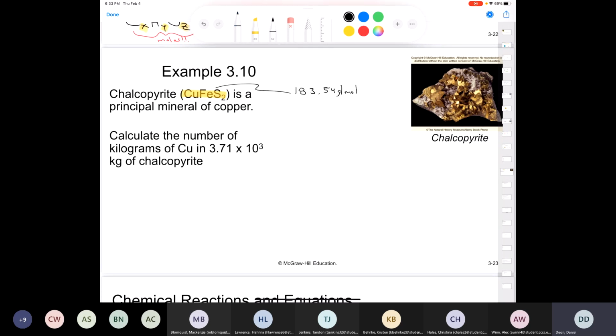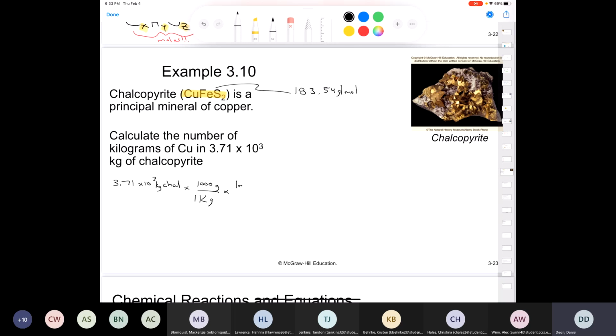I'm going to start with what I know. I've got 3.71 times 10 to the 3 kilograms of chalcopyrite. I'll just abbreviate it like that, and I should include the units of mass. I'm going to convert that into grams since my formula mass is in grams per mole. So I know that there's 1,000 grams in 1 kilogram. There we go, so now I've got it in grams.